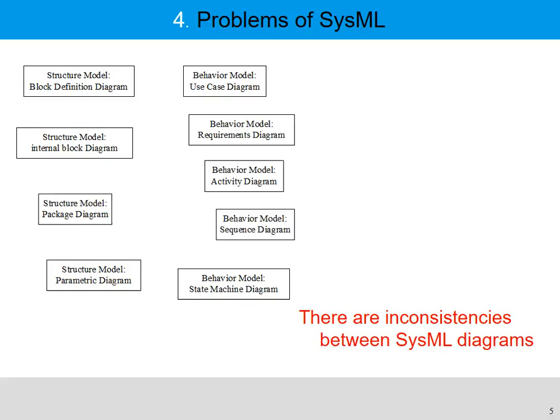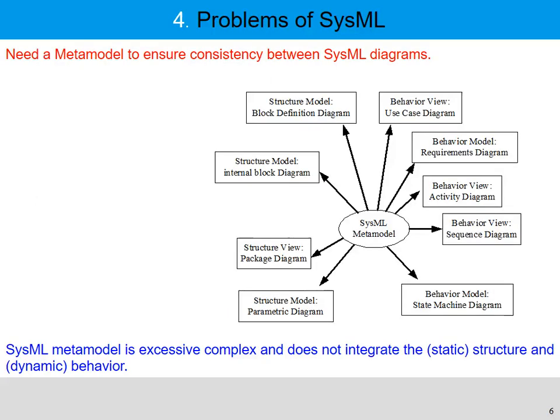SysML uses many different diagrams, and there are inconsistencies between these diagrams. Therefore, SysML needs a meta model to ensure consistency between these SysML diagrams. However, this SysML meta model is very complex and does not integrate the static structure and dynamic behavior.